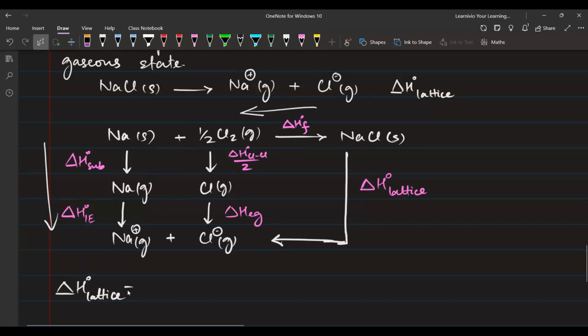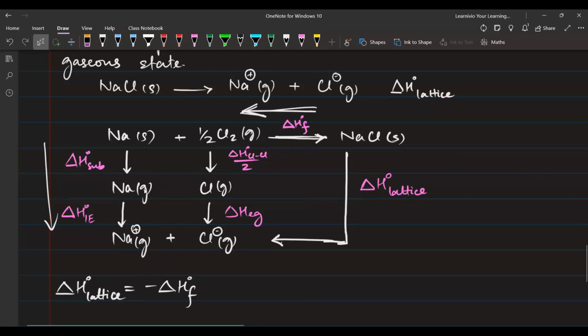The enthalpy of formation, is it in the same direction or the opposite direction in our process? The direction of the enthalpy of formation: this arrow represents enthalpy of formation, and I am going in this direction. Is it same or opposite? Opposite. So you take the negative of enthalpy of formation, because it is opposite of the formation reaction. Delta H naught formation, negative.